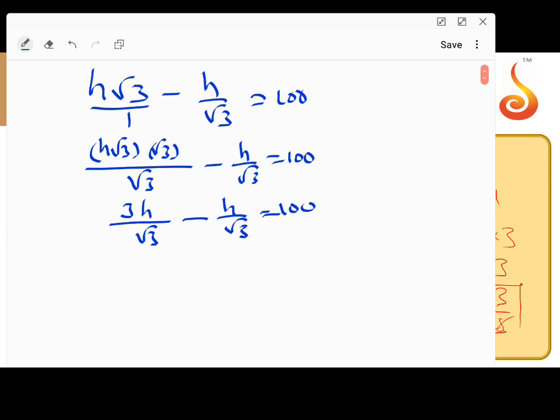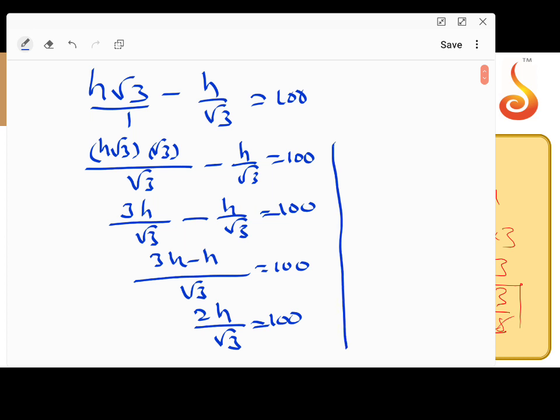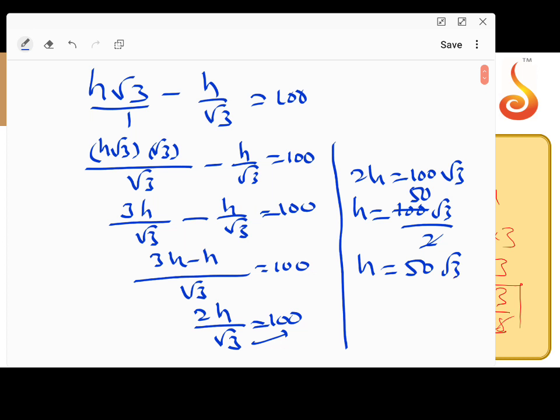Now the denominators are the same. That LCM is root 3. So 3h minus h equal to 100. So 3h minus h is what? 2h. 2h by root 3 equal to 100. Now we are going to find the h value. So now cross multiply. So 2h equal to 100 times root 3. So now h value is 100 times root 3 by 2. So 2 ones, 2 50s cancel. So h equal to 50 root 3. This is the solution for the second problem.